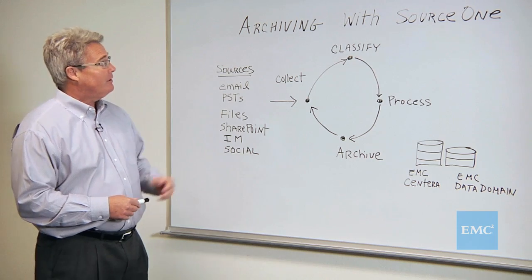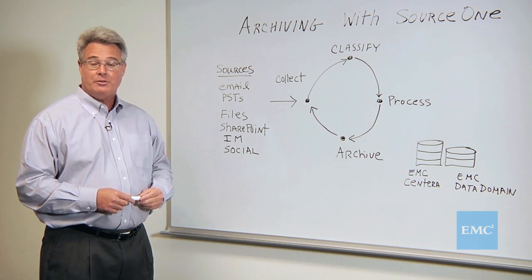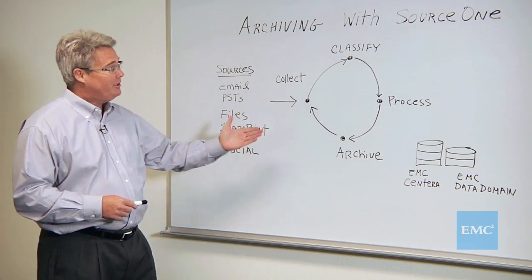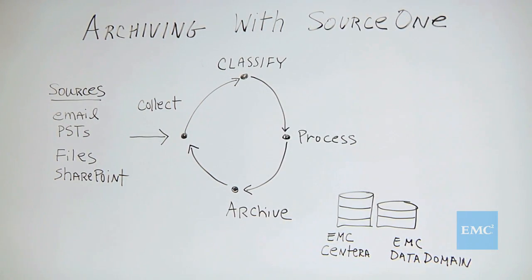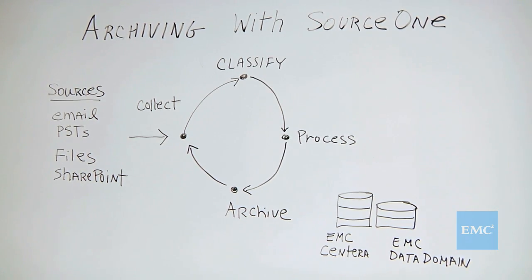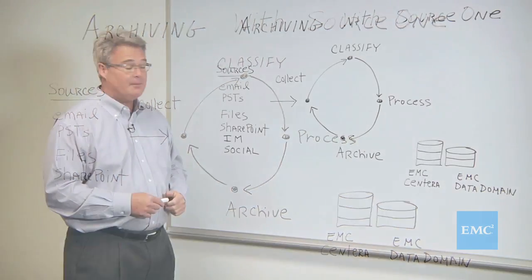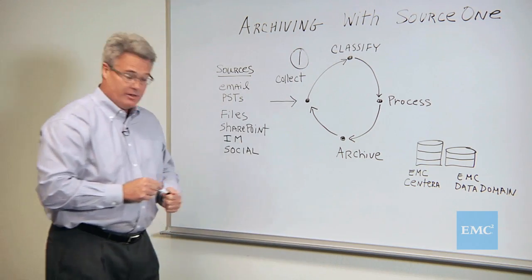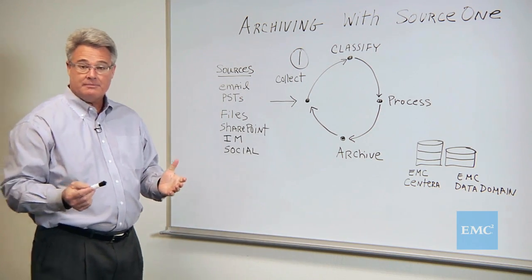Today I'd like to talk about archiving with EMC SourceOne. And to do this, I'm going to use what we call here at EMC the archiving wheel for SourceOne. And let me take you through the 4 important steps of archiving. The first step shown here is the very important step of data collection.